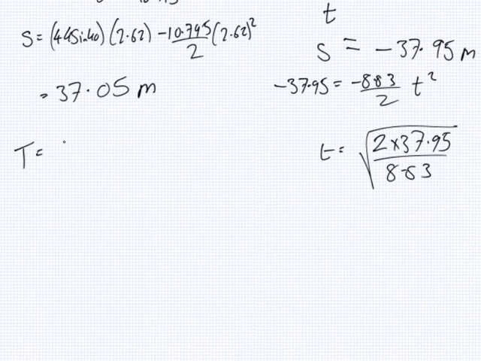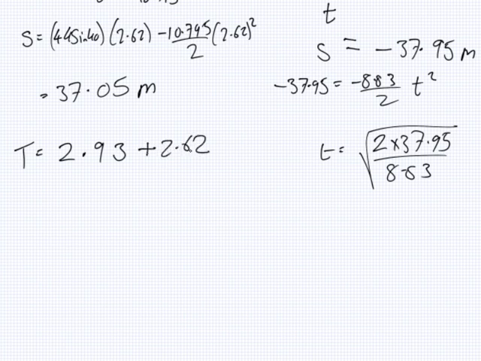What is it? Jerry, do you have a calculator? Well, help me, come on, what's this? No, I believe in you, tell me what this is. 2.93 plus 2.62 gives me the total time. Is that 5.55? Yep. Seconds.